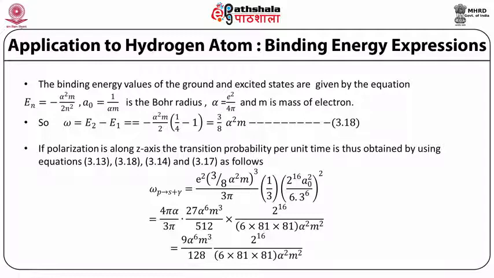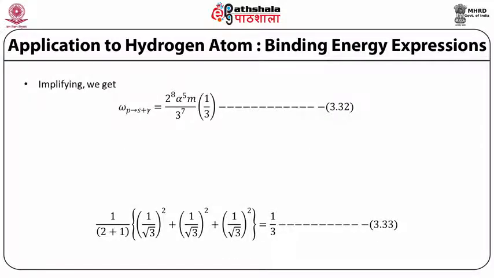The transition probability, or omega, for p going to s plus gamma is equal to e squared into (3 by 8 alpha squared m) the whole thing cubed, divided by 3 pi into 1 by 3 into (2 raised to power 16 a naught squared divided by 6 into 3 raised to the power 6), the whole thing squared. And this, when you work it out, we get the transition probability for p going to s plus gamma is equal to 2 to the power 8 alpha to the power 5 into m divided by 3 to the power 7 into 1 by 3.